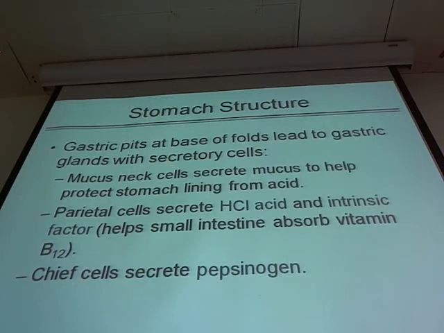And chief cells secrete pepsinogen. The parietal cells secrete hydrogen. The hydrogen breaks down the pepsinogen into pepsin, which breaks down protein. That's how it works. Okay, say it again. Hydrogen, from the HCl, low pH, breaks down pepsinogen into pepsin. Pepsin breaks down proteins and starts the digestion of the proteins.